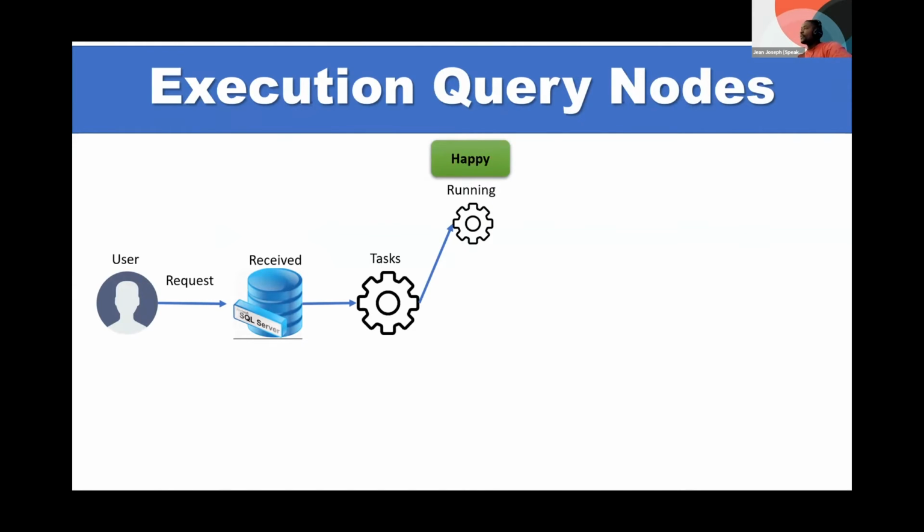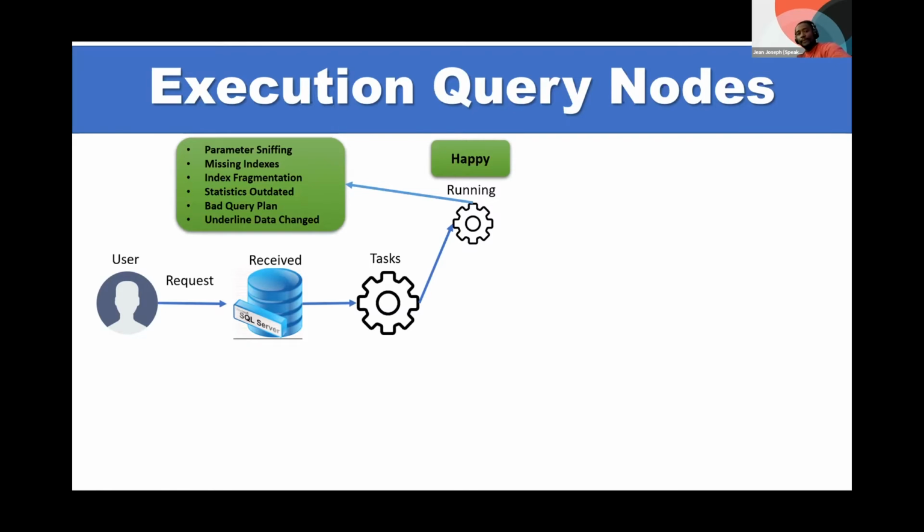However, that doesn't mean business processes are happy. The business could face tons of issues like parameter sniffing, which is related to many things like outdated statistics. That could be, for example, missing indexes. There could be index fragmentation. It could be a bad query plan as well. And the underlying data may change, right? But however, SQL Server is happy, right?